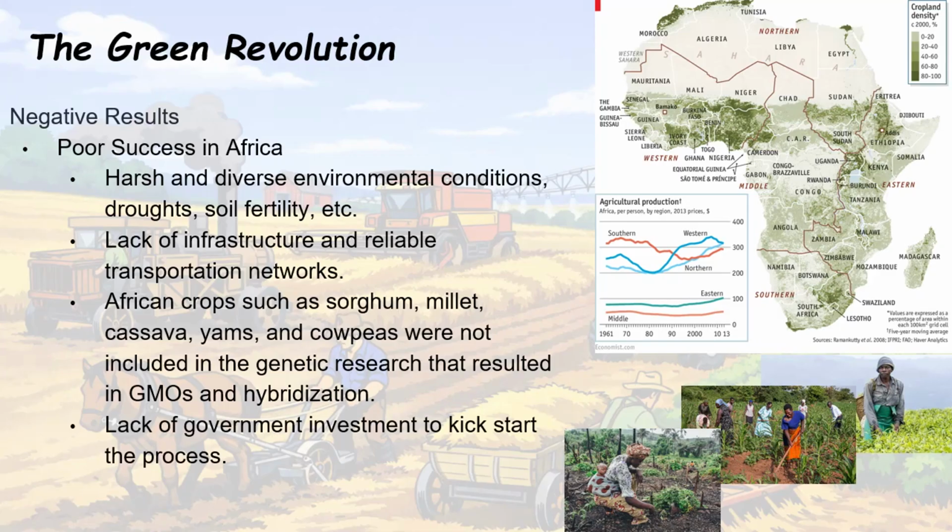Infrastructure matters. If you grow more crops but don't have solid roads, storage, transportation, or reliable markets, congrats, you just unlocked spoilage. And here's a big one: the crops themselves. The Green Revolution focused heavily on wheat and rice. But many African regions rely on sorghum, millet, cassava, yams, and cowpeas. Those crops were not the main characters in the genetic research era, so imagine everyone else getting the premium seed package, and your staple foods barely getting a mention.